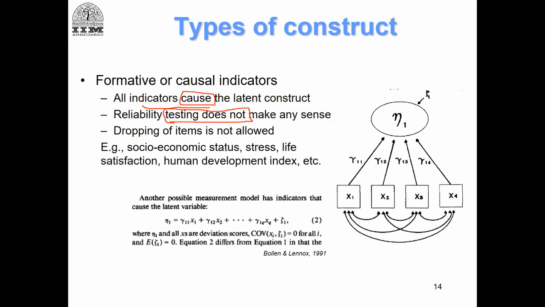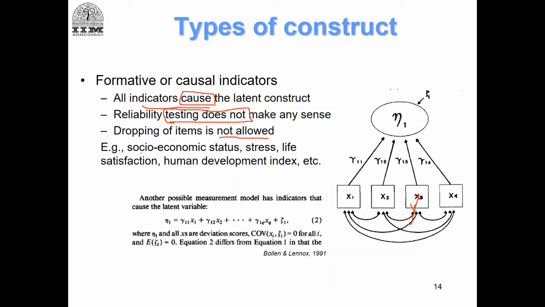What are the examples? And because all four of them are causing the latent, if I drop x3, what will happen? I am dropping one of the sources, one of the causes of this. So I am actually missing out on the contribution of x3. And therefore, in a formative construct, formative indicators, you should not drop any of these items. So dropping of items is not allowed.